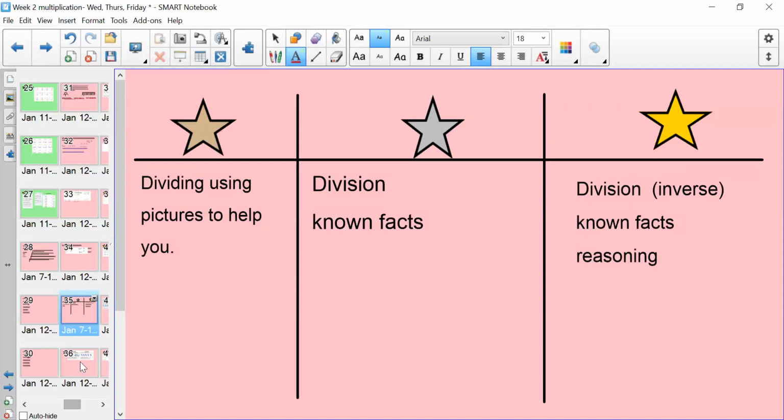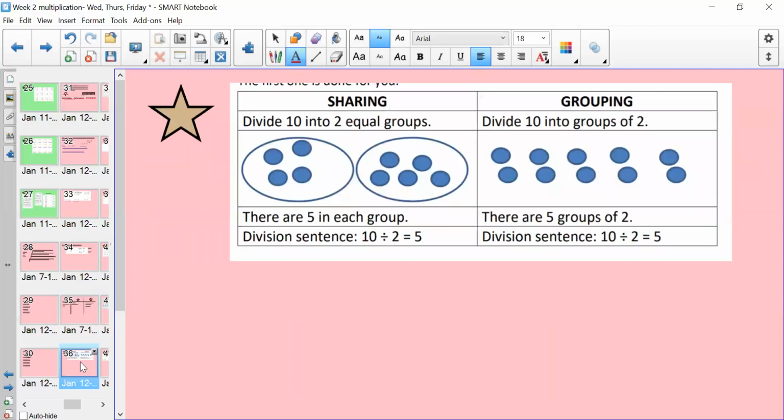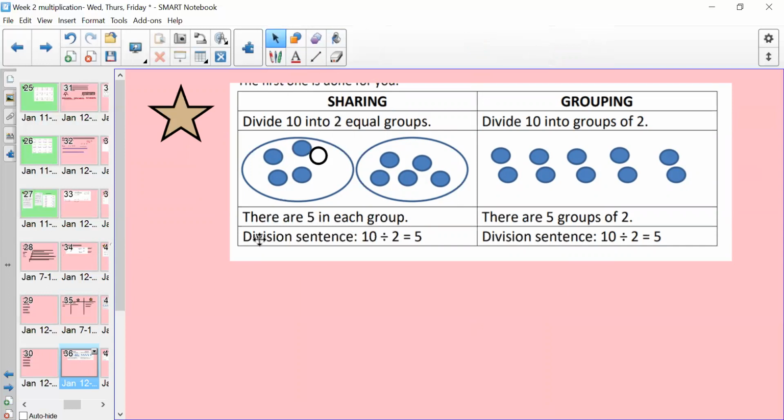So if you're going to choose bronze, you are going to be doing an activity that looks like this. Divide 10 into 2 equal groups. So you would draw your circles and then divide 10 into 2 equal groups. So there are 5 in each group. So this should actually have another one. I just spotted that now. It should have another circle. Okay, so the division sentence would be 10 divided by 2 equals 5.